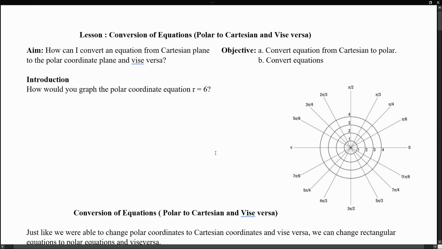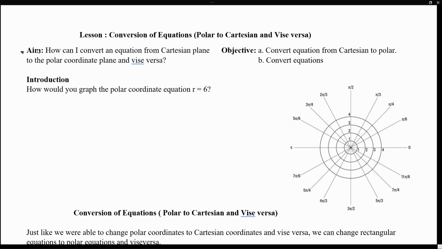In this video, we will talk about the conversion of equations between polar and Cartesian planes. So let's get started. Let's start by looking at this introduction question, which states, how would you graph the polar coordinate equation r equals 6?